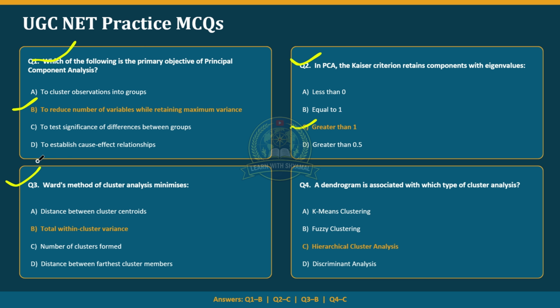Question number 3: Ward's method of cluster analysis minimizes. The correct answer is option B, total within-cluster variance. Question number 4: a dendrogram is associated with which type of cluster analysis? The correct answer is option C, hierarchical cluster analysis.